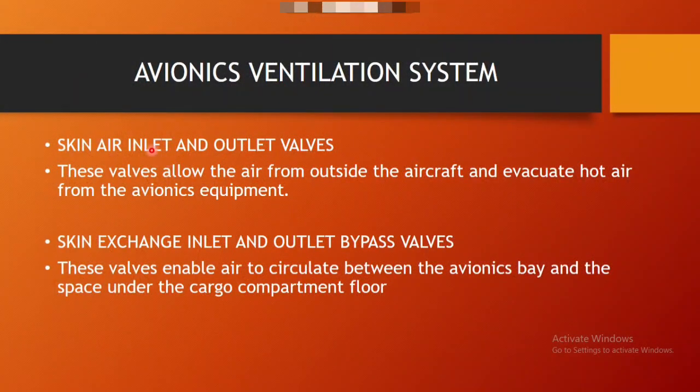So whatever components are there, we'll just know the purpose of all the components. Skin air inlet and outlet valve. These valves allow air from outside the aircraft in and evacuate hot air from the avionics equipment. Both valves are visible from outside. Left side is the skin air inlet valve, right side is the outlet valve. Skin exchange inlet and outlet bypass valve. This valve enables air to circulate between the avionics bay and the space under the cargo compartment. So that's why they have used the outlet bypass valve.